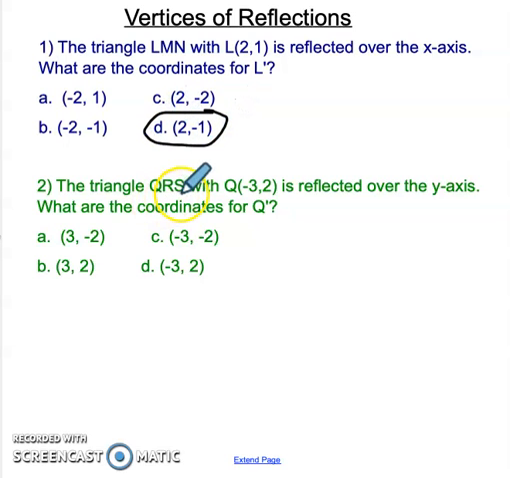Okay. For question 2, here we have a triangle again. It's being reflected over the y-axis, which means the x-coordinate is the one that's going to change. If this is Q and I want to find Q prime, I just take my negative 3, change it to a positive 3, and I have 3, 2 as the coordinate of the reflection of that point. I'll pause here again to let you try a couple before we conclude our video.